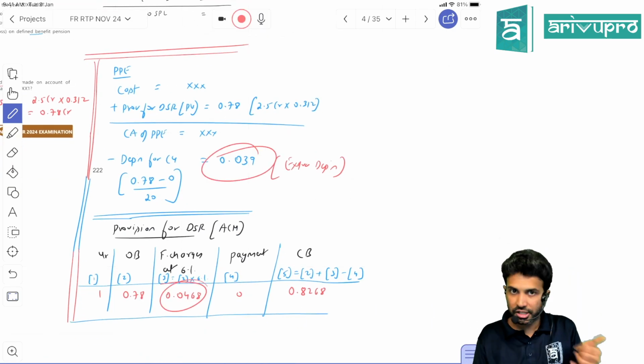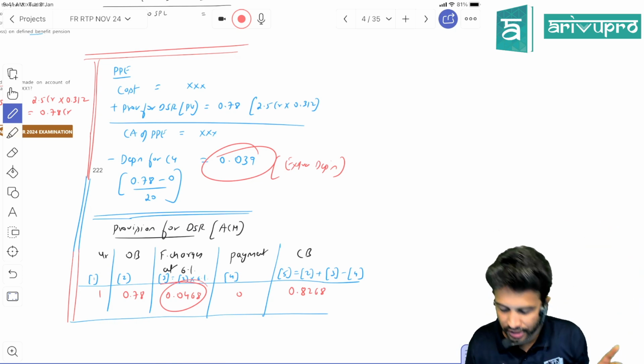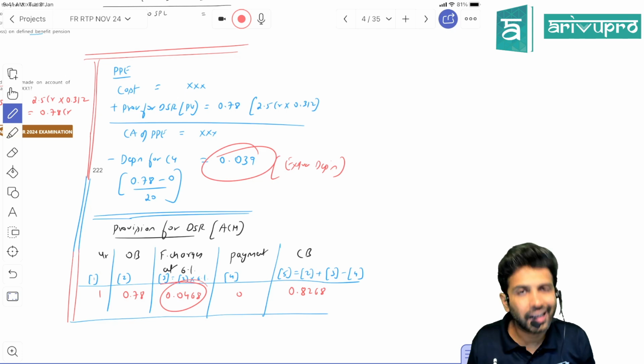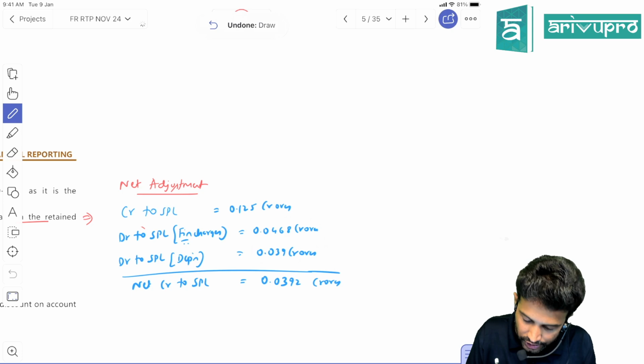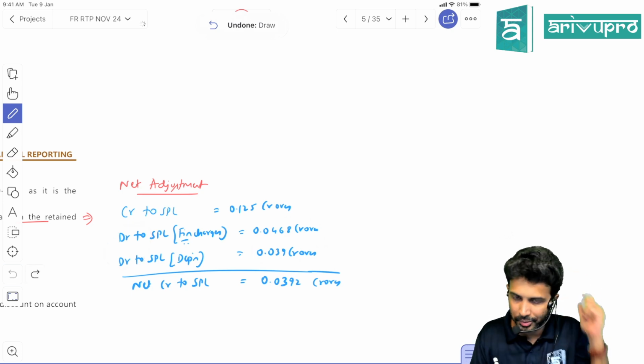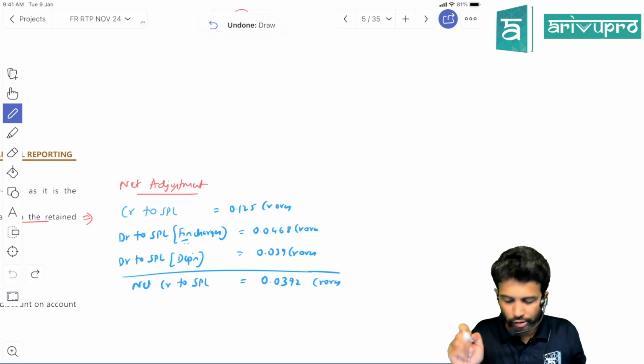One is additional depreciation due to the provision for DSR. Another one is finance charges, 0.039 and 0.0468. That's what I've called out. So due to these two, P&L will be debited, and due to this one, it will be credited. So it looks like the credit is more.